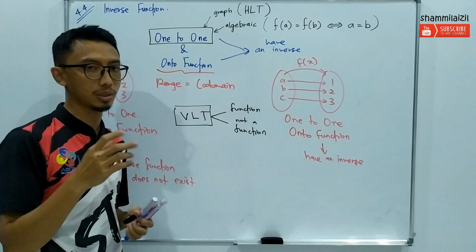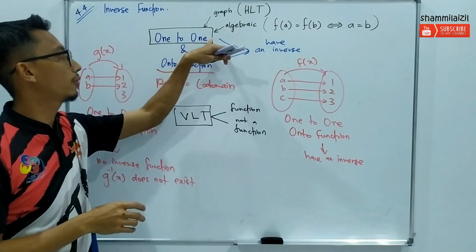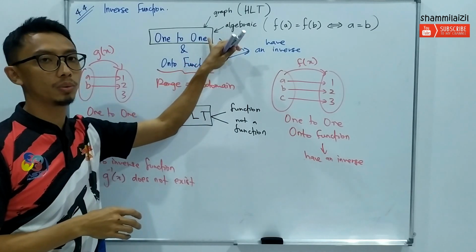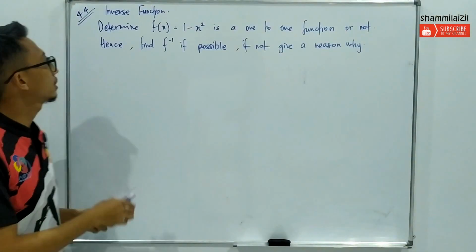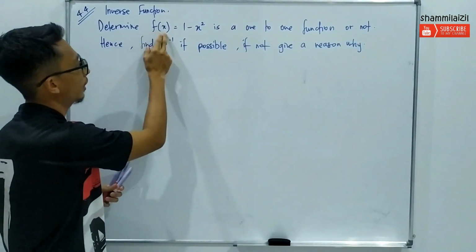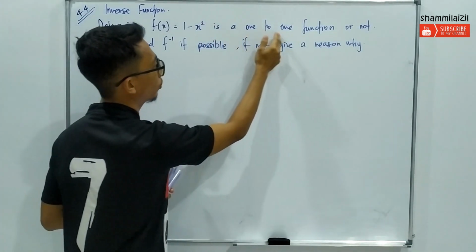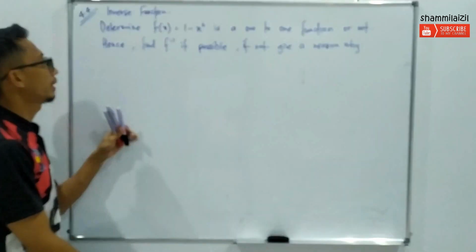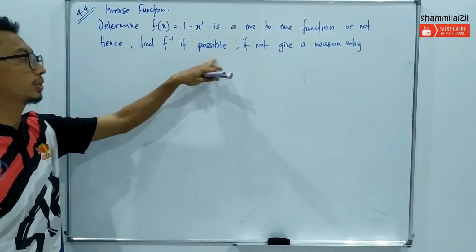Let's do examples to build our understanding of testing for a one-to-one function. Okay guys, this is the given example. Determine whether f(x) equals 1 minus x squared, a quadratic function, is a one-to-one function or not. And then hence, the second part of the question: hence find f inverse if possible. If not, give a reason why.